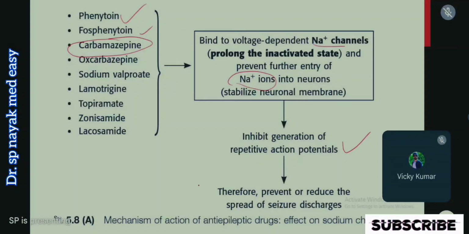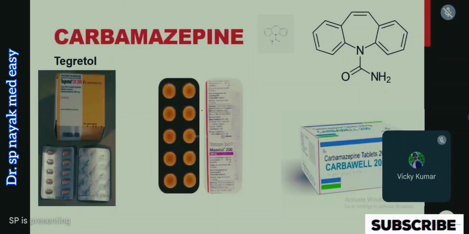This mechanism is very similar to phenytoin, so it is not required to study in detail. Same mechanism like phenytoin. Clear? Now we have some tablet forms of carbamazepine, usually 100 mg and 200 mg tablets. Remember, Tegretol is a very common and important brand of carbamazepine. You should remember this: Tegretol means carbamazepine. This is the chemical structure as we have seen, and these are some other tablet forms.